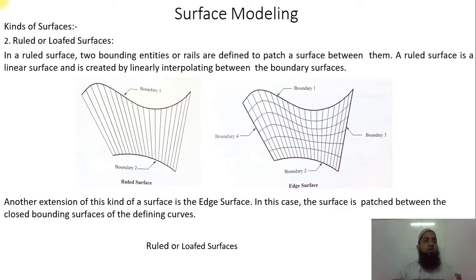Next is called the ruled or lofted surface. That ruled or lofted surface is surrounded by two boundaries. One boundary is this, another boundary is this. This is called a curve profile, and we are having a linear line over here, connected from one boundary to the other boundary.